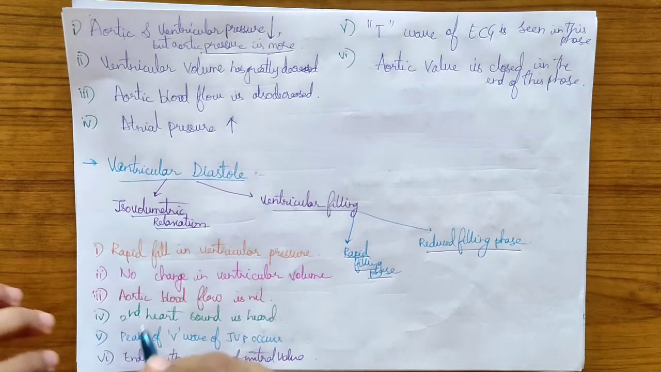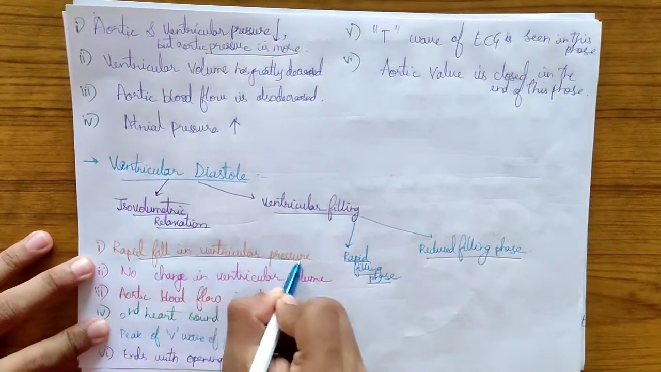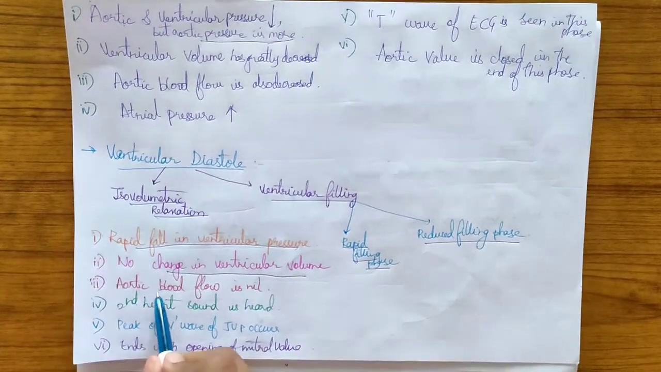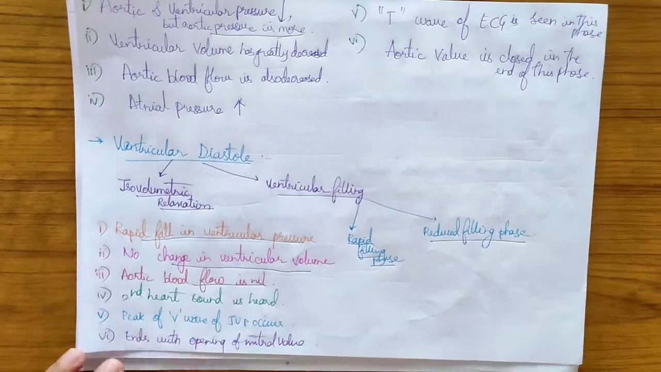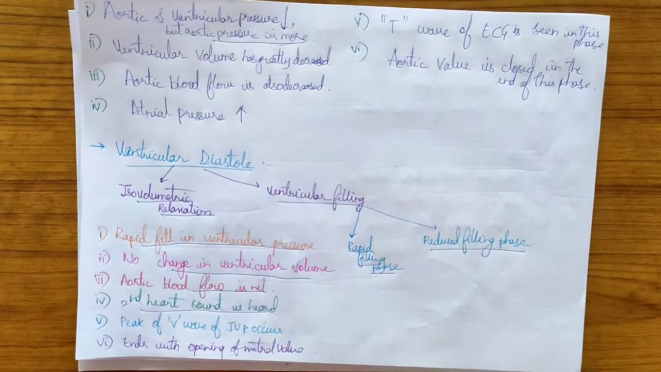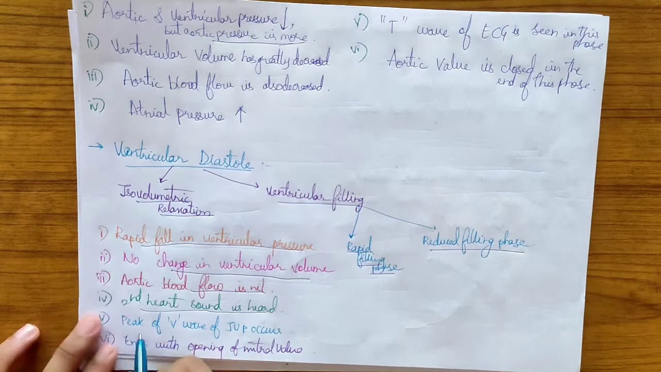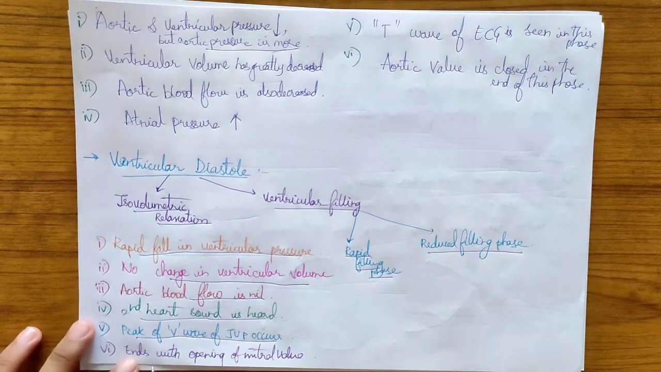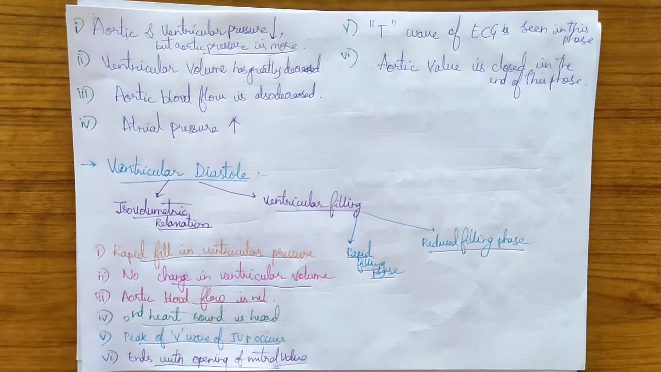So in the isovolumetric relaxation, there will be rapid fall in the ventricular pressure. There will be no change in the ventricular volume. The aortic blood flow is nil. The second heart sound is heard due to the closure of the aortic valve. The peak of V wave of JVP occurs here, and it ends with the opening of the mitral valve. So the mitral valve opens in the ending of this isovolumetric relaxation phase.